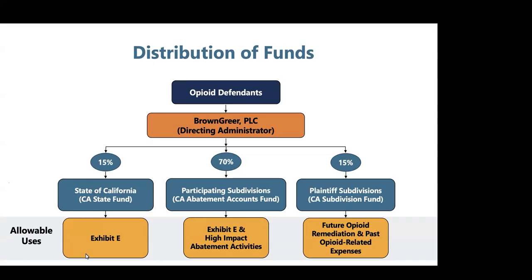And then plaintiff subdivisions, they are not restricted. The funds that they receive from the California Subdivision Fund are not restricted to Exhibit E. They're a little broader in their available use. They are restricted to future opioid remediation, and opioid remediation is defined in our national agreement. They also have the ability to use those funds for past opioid related expenses. And that can be reimbursing a past opioid related project, as well as paying for litigation costs resulting from one or more of these settlement agreements. Next slide.